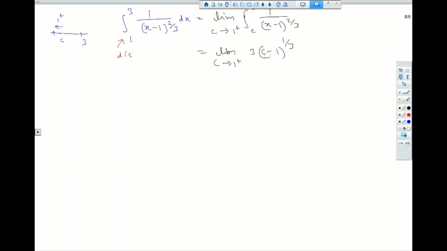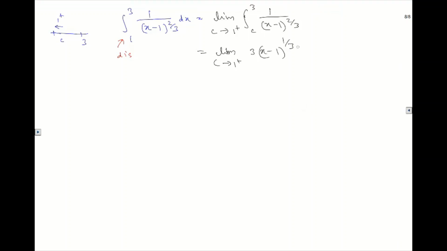So let's write the integral. So it is 3(x minus 1)^(1/3), and then we plug in the values 3 and c, with the limit as c goes to 1 plus. So let's plug in the values. What's going to happen if you plug in 3? It becomes 3 times 2^(1/3), minus, here you get 3(c minus 1)^(1/3). Now we're going to consider what's going to happen here.